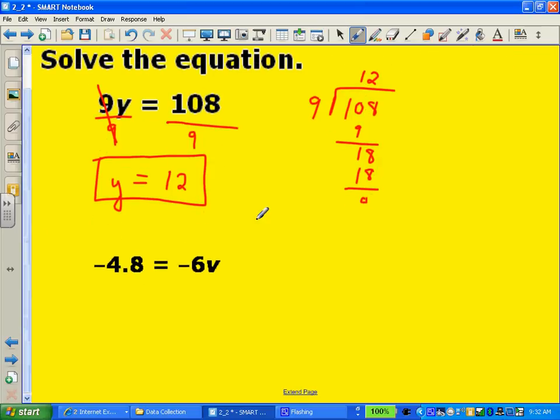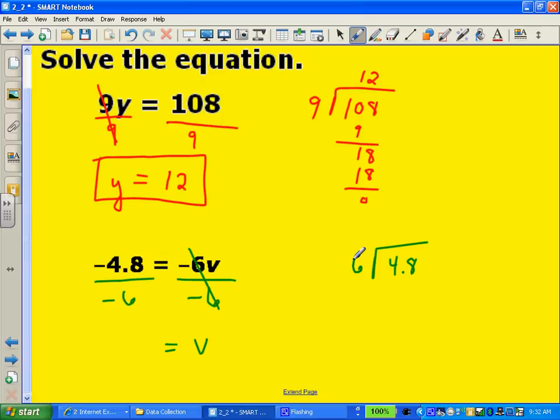Here's another one. We have -4.8 equals -6v. So here's my variable v. It's being multiplied by -6. So then I'm going to divide by -6. And again, whatever I do to one side, I have to do to the other. -6 is going to cancel. So I got 4.8 divided by -6.